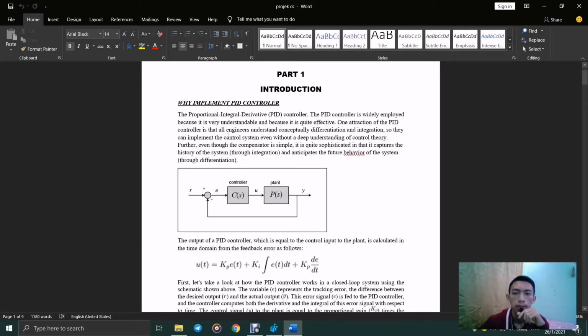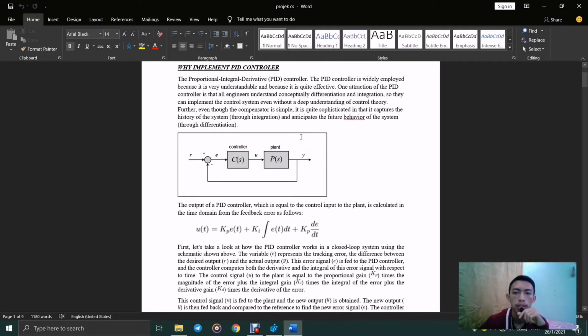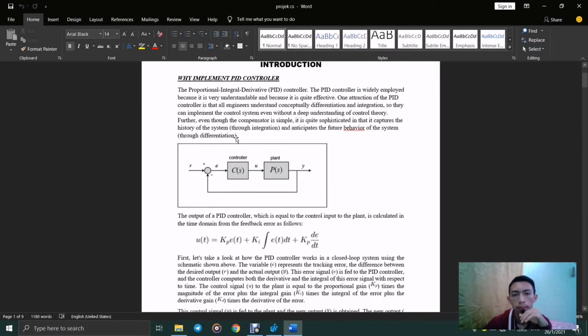One attraction of the PID controller is that all engineers understand conceptually differentiation and integration, so they can implement the control system even without a deep understanding of control theory. Further, even though the compensator is simple, it is quite sophisticated. It captures the history of the system through integration, and anticipates the future behavior of the system through differentiation.